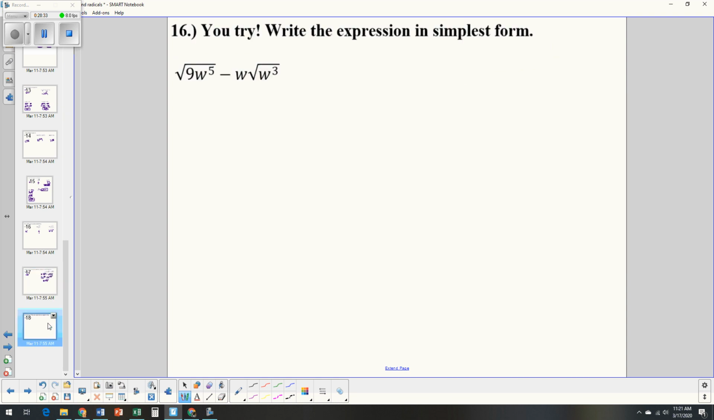All right, these are your last one to try. When you pause it, when you're done, check your answer. And again, if you have any questions, just send me an email. If you've unpaused, we should have 2w squared times the square root of w.